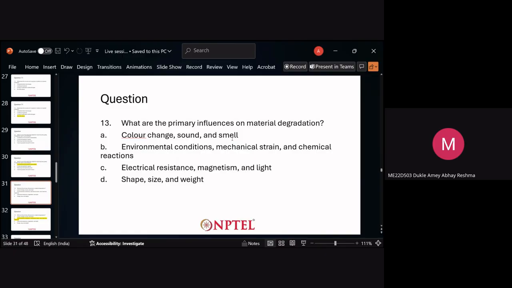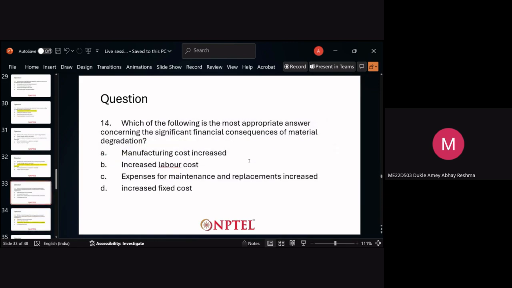So these are the main parameters that cause material degradation when it comes to the surface material degradation reasons. The 14th question: which of the following is the most appropriate answer considering the significant financial consequences of material degradation? Manufacturing cost increase, increased labor cost, expenses for maintenance and replacement increase, increased fixed costs. So the answer here is expenses for maintenance and replacement will be increased.